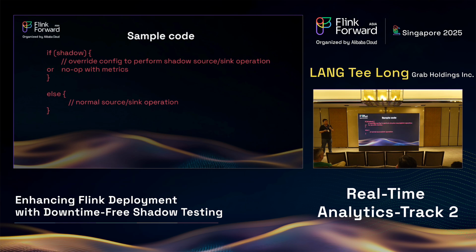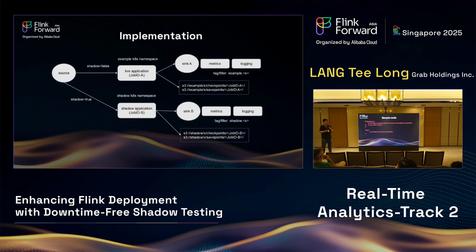In the Flink application itself, a platform user, or platform engineer, by introducing this shadow environment variable, can override the Flink application config based on it, to perform shadow source or sink operations, or no-ops with metrics. Otherwise, it just does a normal source and sink operation, which is the live application. So this is some of the critical components of the deployment flow.